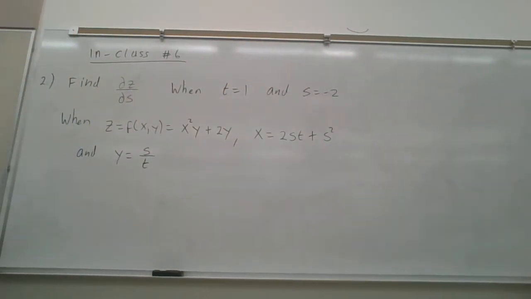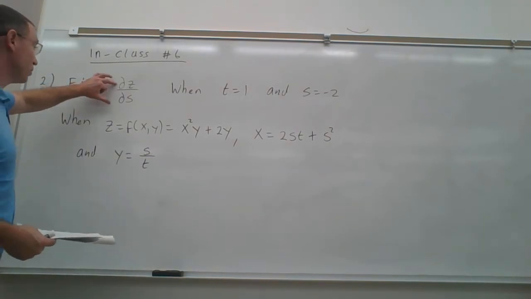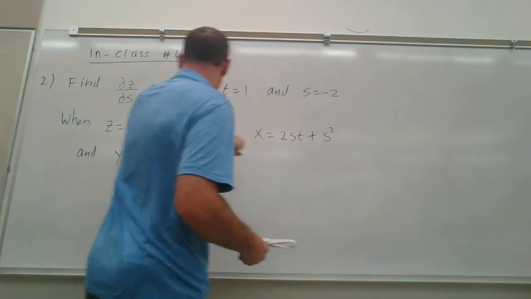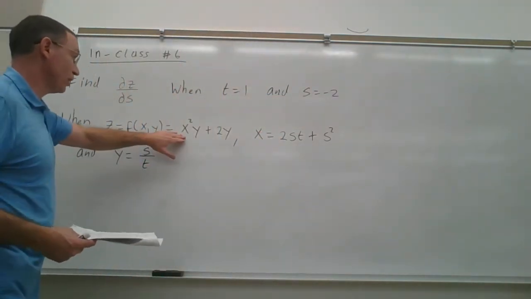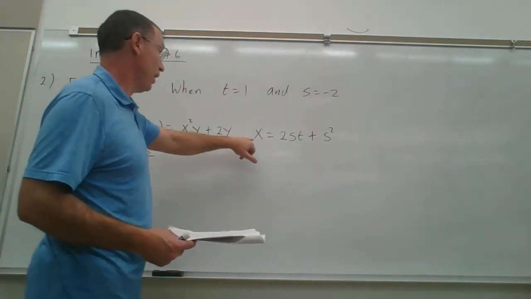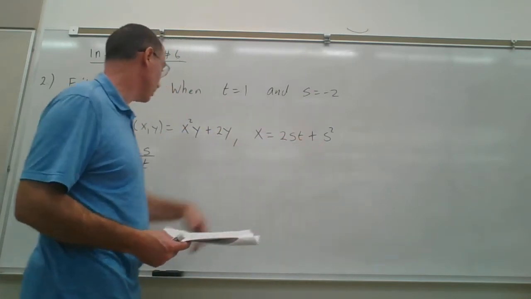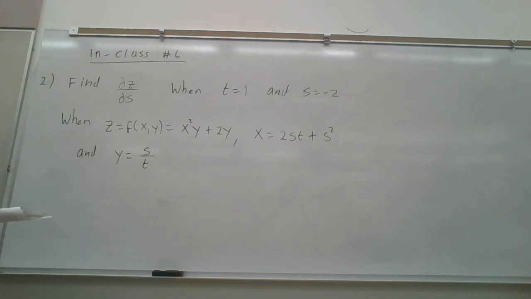Okay, so let's do in-class number 6, number 2. It says find the partial derivative of z with respect to s when t is 1, s is minus 2. z is this function here, x squared y plus 2y, x is this function of s and t, 2st plus t, s squared, and y is s over t.